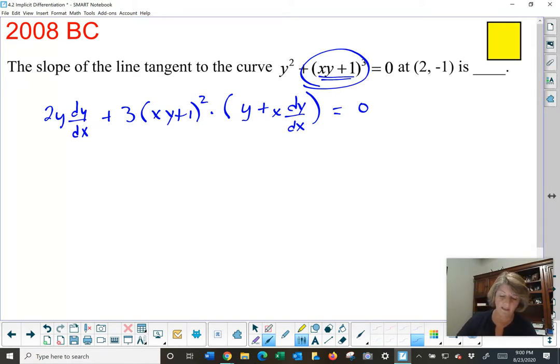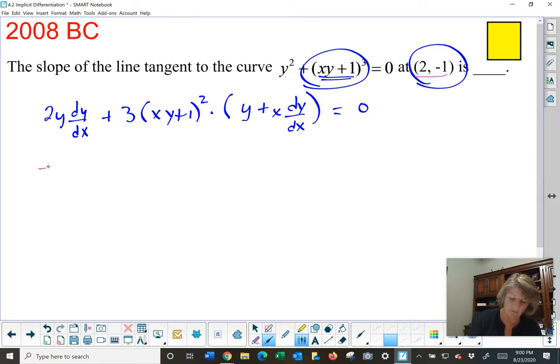Next, we want to try and sort out things. Can I keep the terms of dy dx on the left side and move everything else over? Not real easily, can I? So in this case, since we are just trying to find a numeric value for the derivative, I'm going to use that point and substitute right now so I can get rid of variables and just make the math a little bit cleaner for myself. So let's substitute in 2, or 2, negative 1.